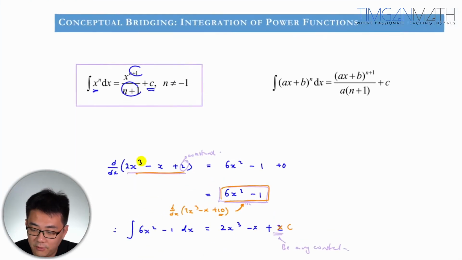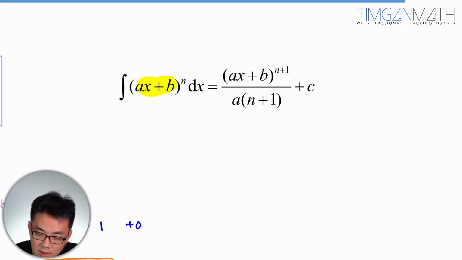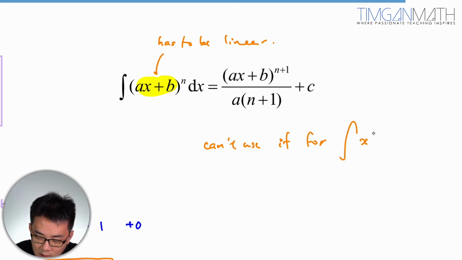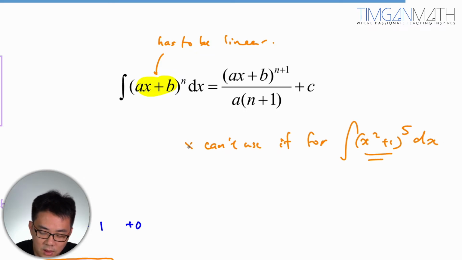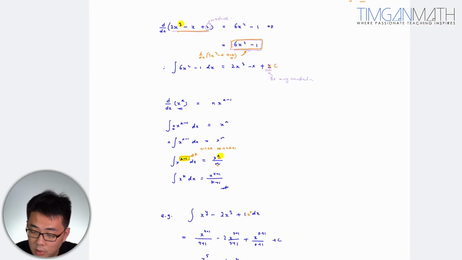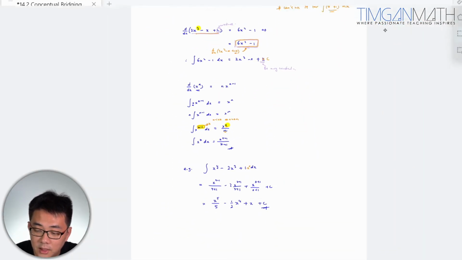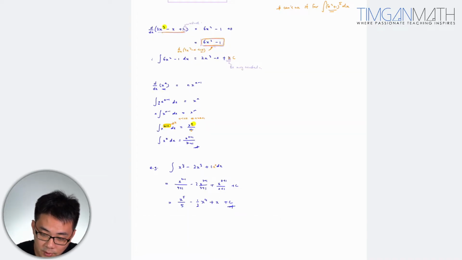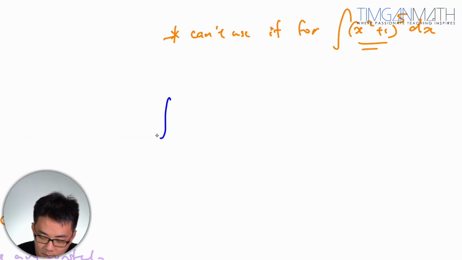Alright, now the second formula here, you just need to take note, this has to be linear. Has to be linear. So in other words, you can't use it for x squared plus 1 to the power of 5 dx, because this is not linear, so just take note of this. But what we can use it for is any time when the inside of the bracket is linear. So for example, you can use it for say 2x plus 1 to the power of 5. This is linear.